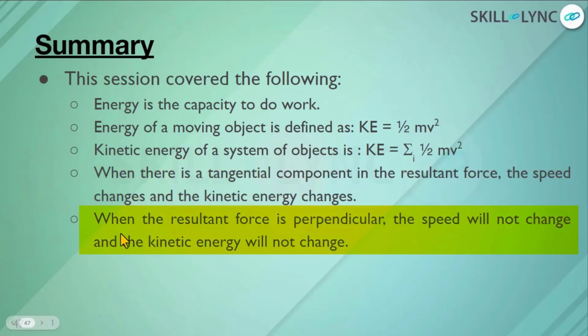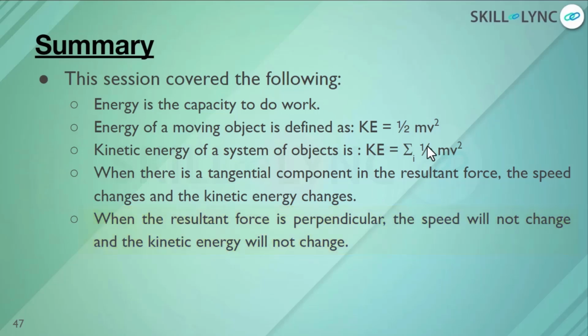Also, we have studied that when the resultant force is perpendicular, the speed will not change and the kinetic energy will not change. Therefore, if the resultant force is perpendicular to the velocity, then it would not be responsible for change in velocity, and so the kinetic energy will not change. We have seen kinetic energy is half mv square. So if v doesn't change, the kinetic energy would be constant, because mass is not going to change itself by any manner.